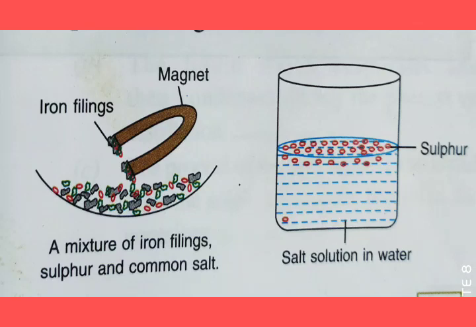Next is iron filings, sulfur and common salt. To separate the constituents of this mixture, first a magnet is brought near it. Iron filings get attracted and separated. Now water is added to the mixture. Common salt dissolves in it, leaving behind sulfur. The mixture is filtered. Sulfur collects on the filter paper as residue while the salt solution passes through the filter paper as filtrate. It is then evaporated to get salt from water.